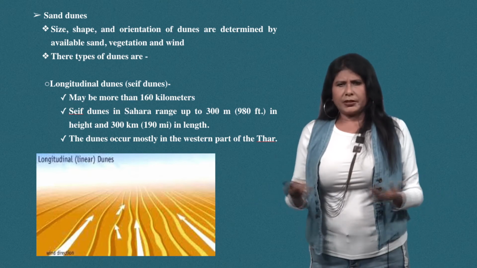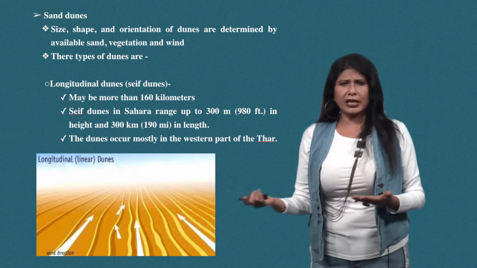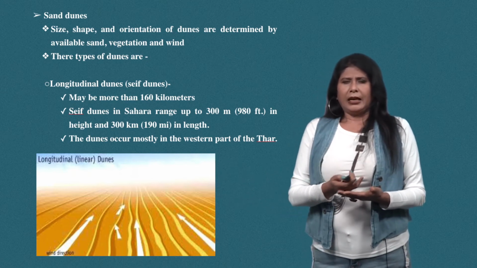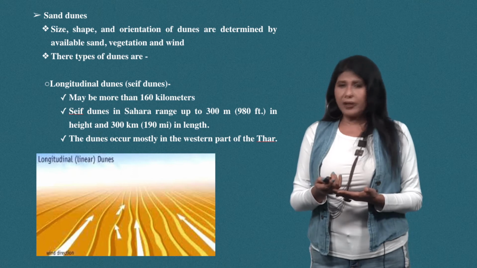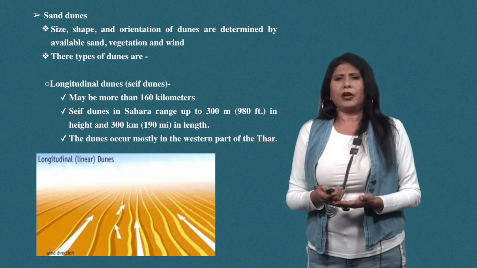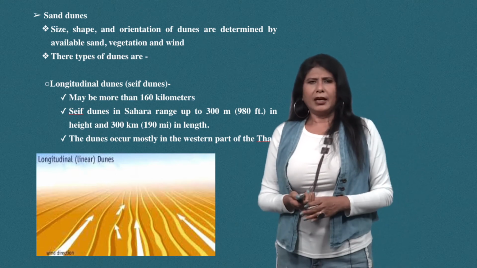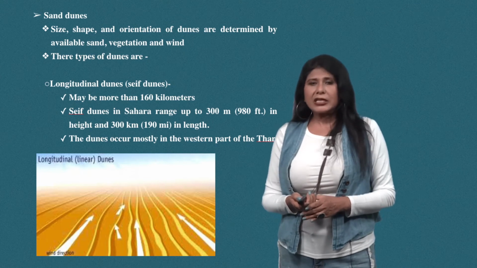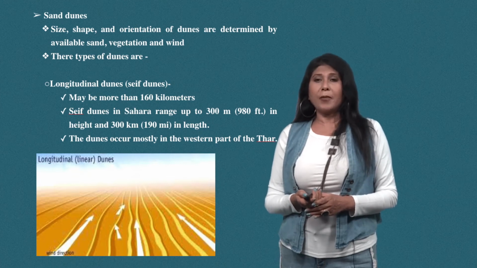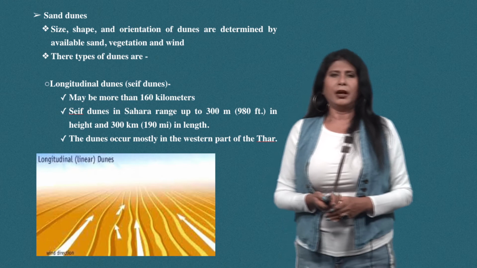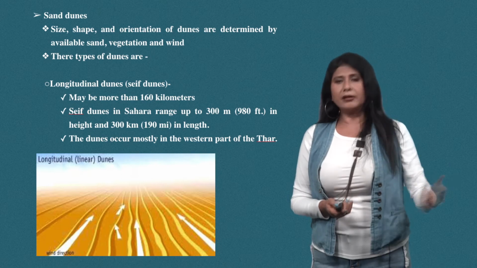There are different types of dunes. Longitudinal dunes can sometimes be as long as 160 kilometers. They are there in the Sahara, up to 300 meters in height, which is quite a lot of height, and they run for kilometers, and we find them in the Thar Desert as well. Barkhans have their slip face on the concave side. In the Thar Desert, they are formed along the margin of the rocky desert of Jaisalmer, Pokhran, where we have them 2 to 3 meters high.